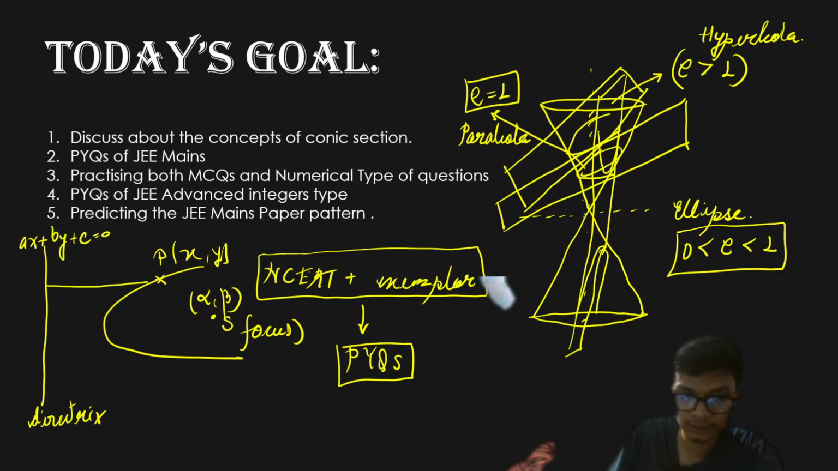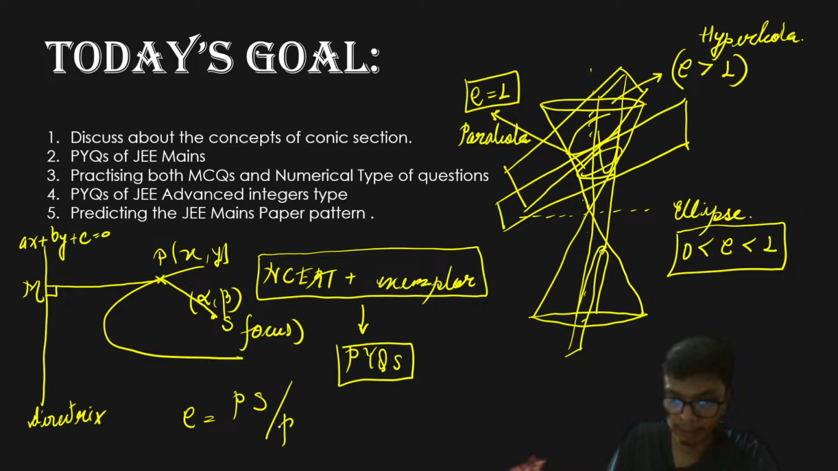So any general conic section is basically defined by a simple ratio of distances called eccentricity, right? Eccentricity is defined as the focal distance of any point divided by the perpendicular distance of that point from the directrix, and that's how we generate any general conic section. So today our goal is to discuss this particular part.